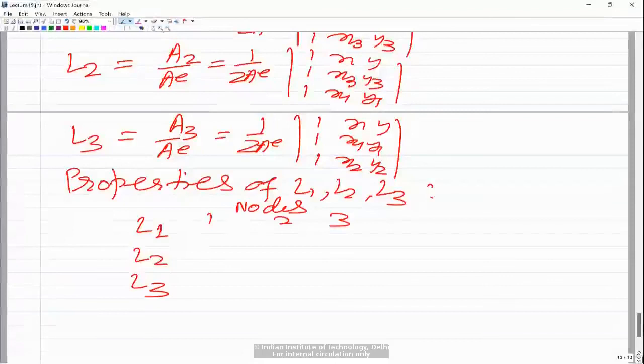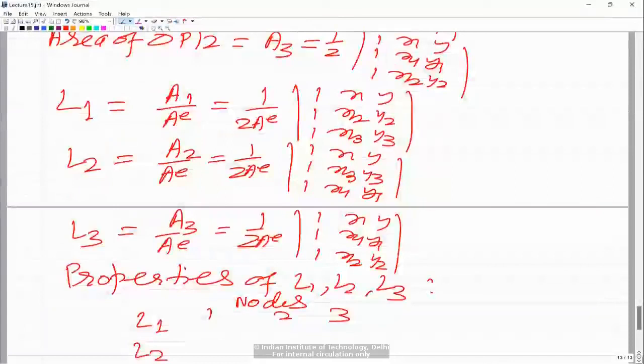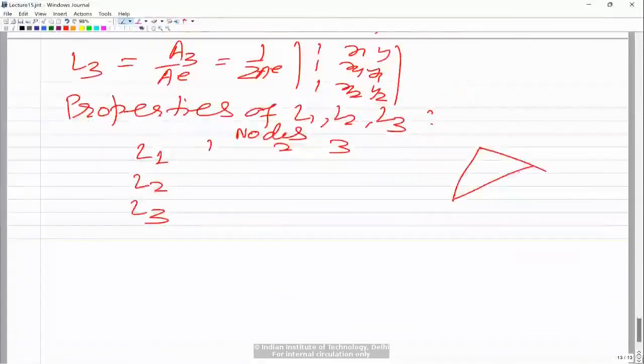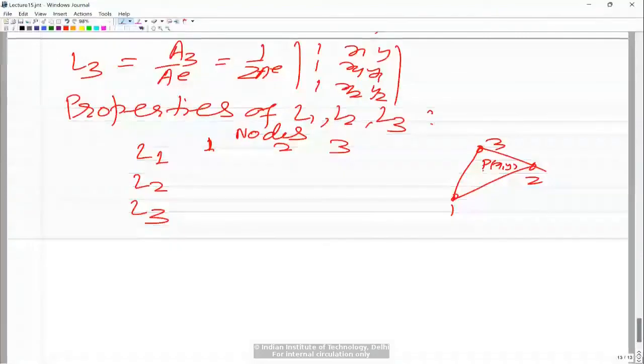If you look at L1 at node 1, let me draw the triangle again over here rather than going up and down. So this is a triangle. This is node 1, this is node 2, this is node 3, and this is point P, which is at location XY. Now L1 was defined in terms of the area of triangle P23. So when I say the value of L1 at node 1, that means point P will be coinciding with node 1. Then the area of triangle P23 will become simply the area of triangle 123. So it would be the ratio of the same area, and this will become unity.